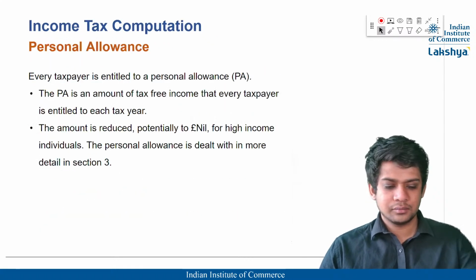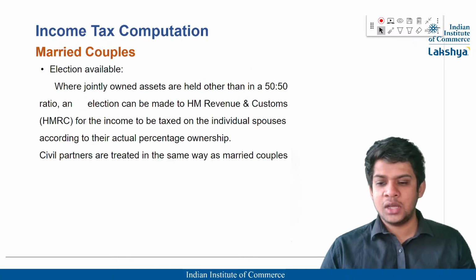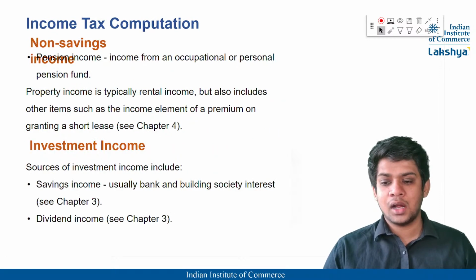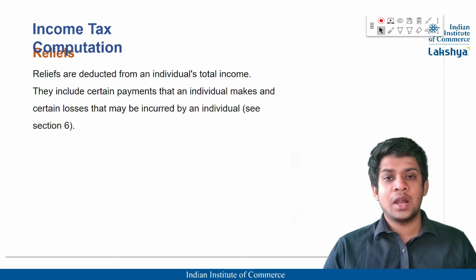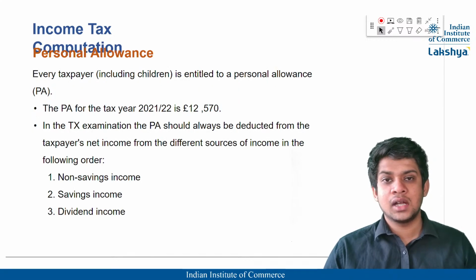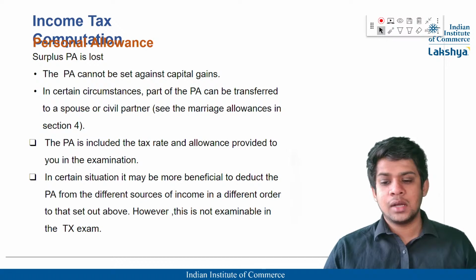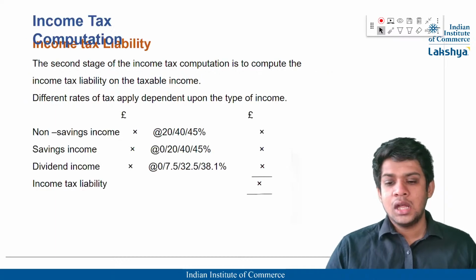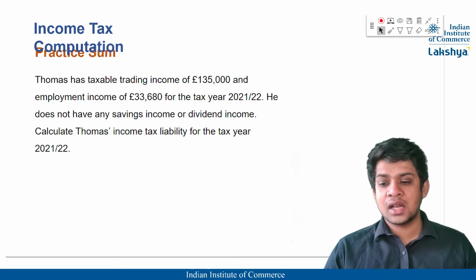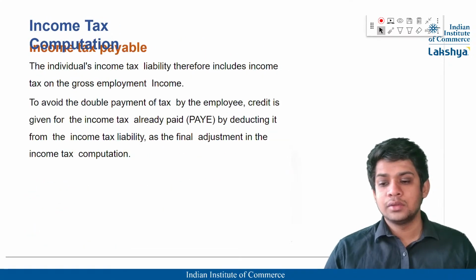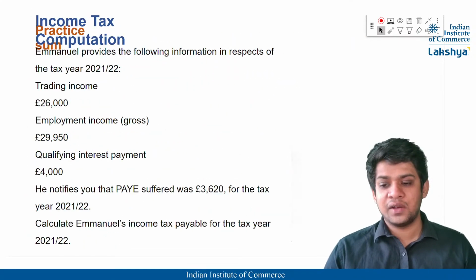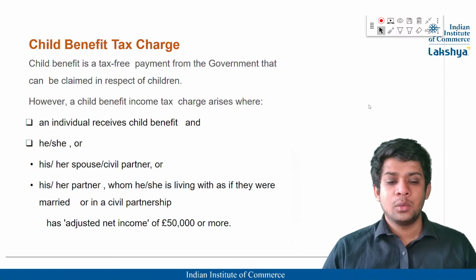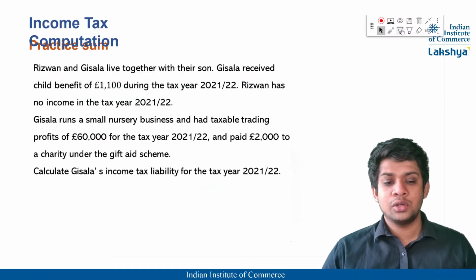Now guys, last class we did the part wherein we had to calculate the basic format. As per the basic format, we had to allocate the incomes to non-savings income, savings income, and dividend income. Non-savings income is covered in this chapter. Savings and dividend income is covered in the next chapter. In this, the last part that we solved was regarding the child benefit tax charge. We did a sum on the same wherein I showed you the calculation.